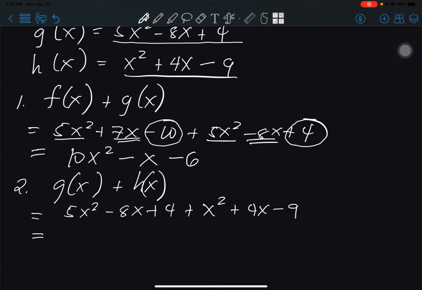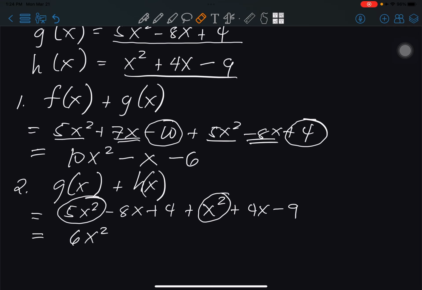So here, we are going to add 5x squared and x squared. Adding 5x squared and x squared will give you 6x squared. Why did it become 6?